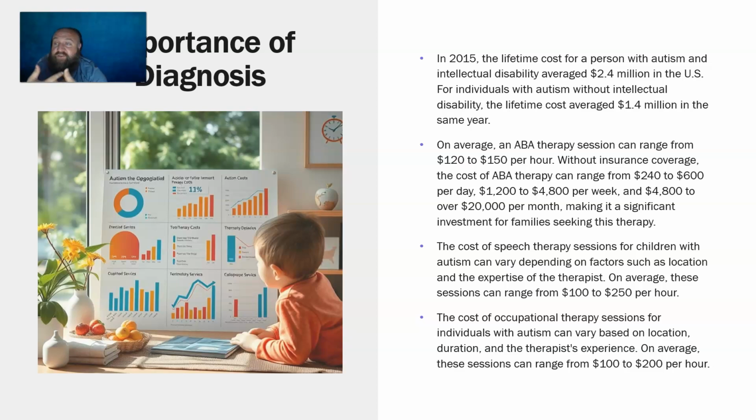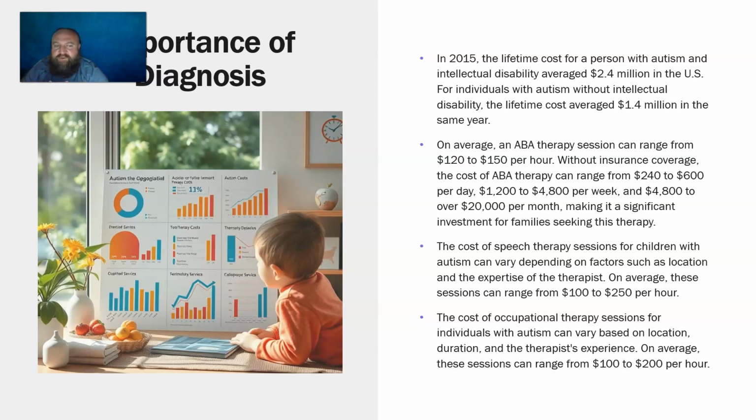In addition, the interventions and therapies that children in particular with ASD need in order to help them with their functioning are ridiculously expensive. On average, an ABA therapy session can range from $120 to $150 per hour. ABA, if you remember, stands for Applied Behavior Analysis. It uses operant conditioning and classical conditioning techniques to help children, especially with things like social interactions.